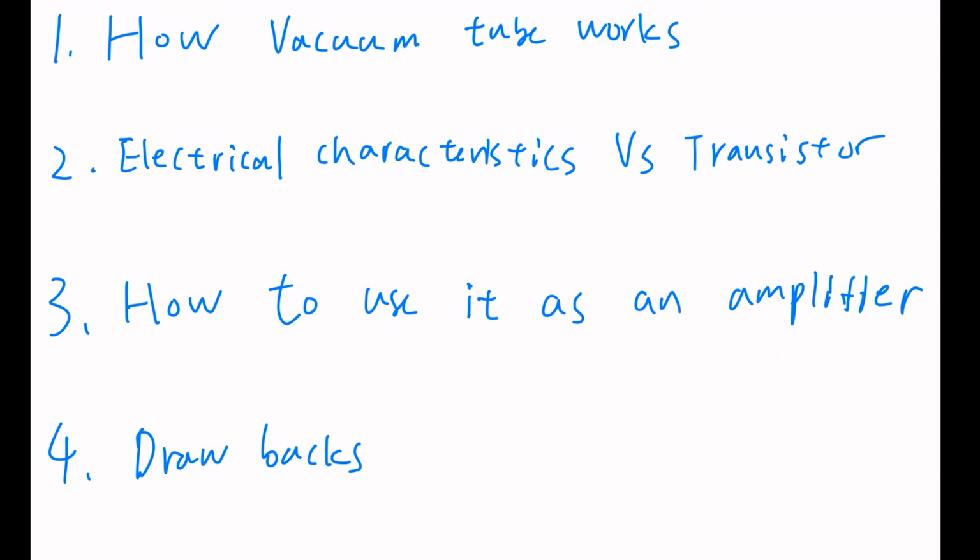In this video, we are going to talk about how a vacuum tube works, its electrical characteristics versus a transistor, how we can use it as an amplifier, and some of the drawbacks.